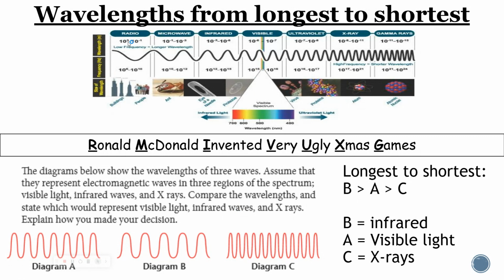You should remember the order of the light on the spectrum from longest to shortest or shortest to longest wavelength. You can use a memory aid called a mnemonic. Here's one that is often used: Ronald McDonald invented very ugly Xmas games. This is the order of light from longest wavelength to shortest wavelength. We have the radio waves, the microwaves, the infrared waves, the visible light, the UV light, the X-rays, and the gamma rays.